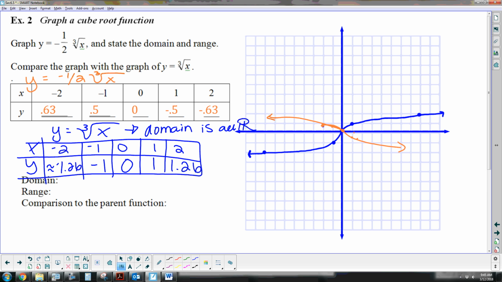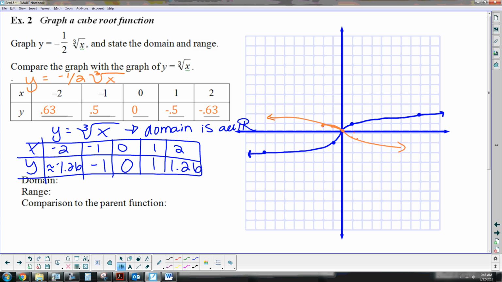So our graph of negative 1/2 times the cubed root of x, you can see that that's a reflection, first of all, over the y-axis, and it's also a little bit shorter. So it's a vertical shrink and a reflection. Or sorry, not over the y-axis, over the x-axis. But if you think of the domain and range, those remain the same.